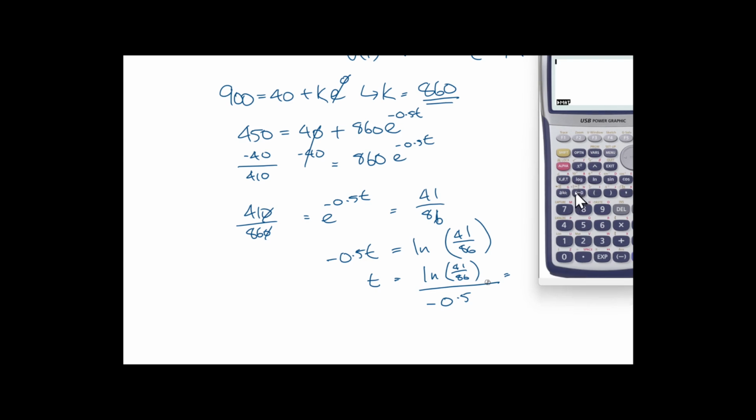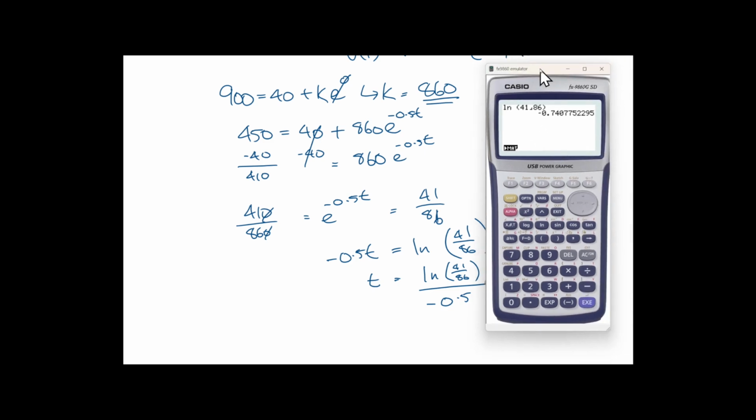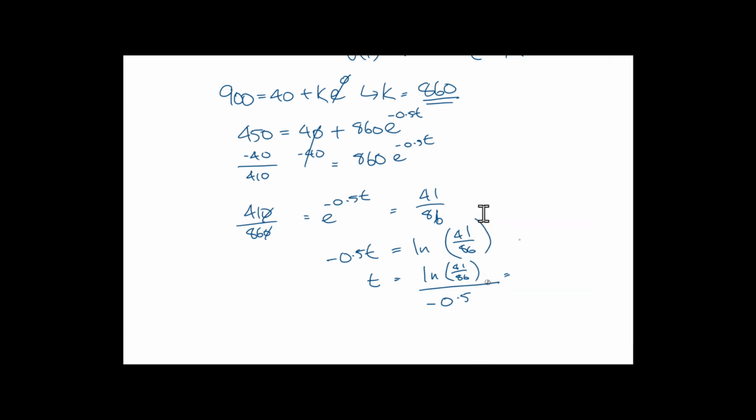So natural log, and it's got to be natural log because we got rid of e, of 41/86 is that. And we're going to divide that by negative 0.5 and we get 1.482 years. So what's that about? 17 months?